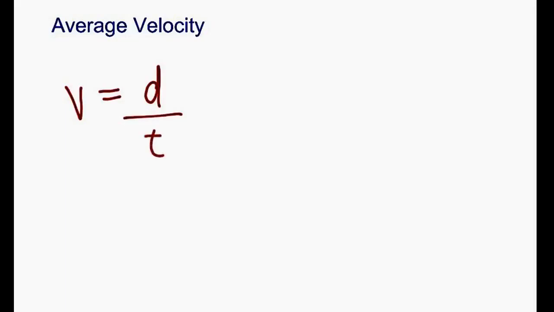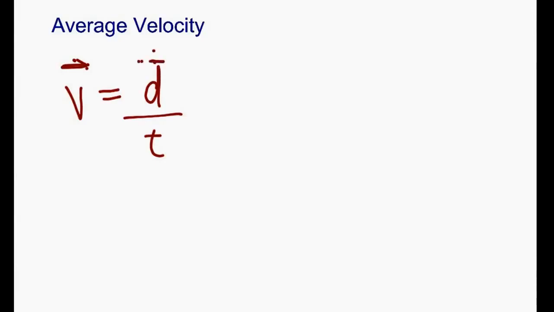Okay, we're going to take a look at our first formula, and this one you should have covered in grade 10. So the first formula that we use is for calculating average velocity. And the formula that we use is velocity equals displacement divided by time. Okay, so these are both vectors. So velocity is a vector, displacement is a vector.